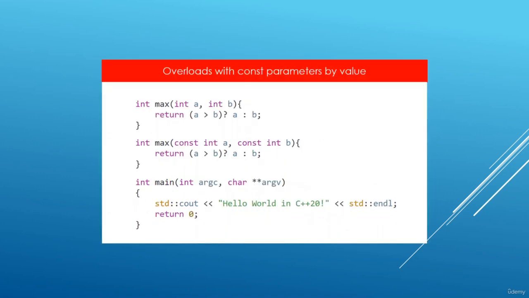Next, we looked at overloads with const parameters by value, and we saw that the compiler was treating these two overloads as the same. So you had to make a choice on which one you want, because if you have all of them in place here, you're going to get a redefinition error.